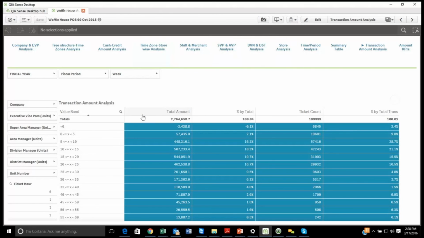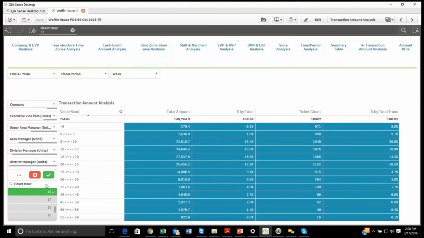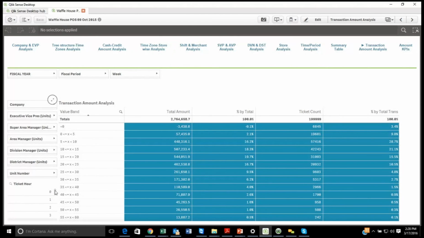Some of the analysis that we try to do is your ticket band, like what is the average ticket spend by your customers. That also tells you how typically this is going to go, and then you can look at it by ticket hour. So when I look at 13 hour, which is 1 o'clock in the afternoon, or 11 or 12 o'clock in the afternoon, your average ticket number is much higher.